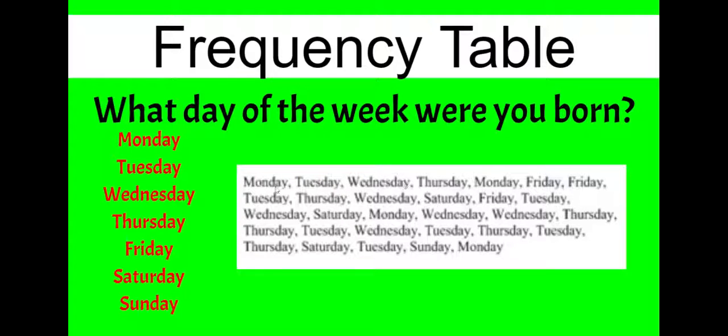Student 1 said Monday. Student 2 Tuesday, Student 3 Wednesday, Student 4 Thursday, Student 5 Monday, Student 6 Friday. So I collect all this data and it's just written in random days. There is a way you can organize this information to make it easier to see. So if I were to say, hey, how many kids were born on a Monday? You can't just look at this and say, oh, I know the answer. So we use a frequency table to make answering those types of questions a little easier for you guys.